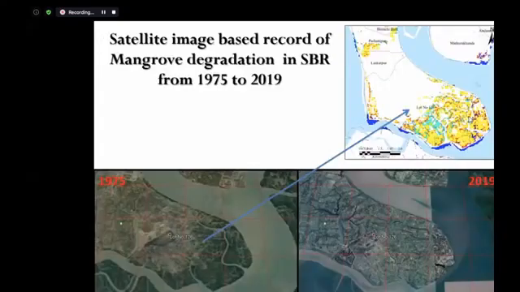Already I told you about the change in mangrove in this area. You can see the satellite images of 1975 and 2019.